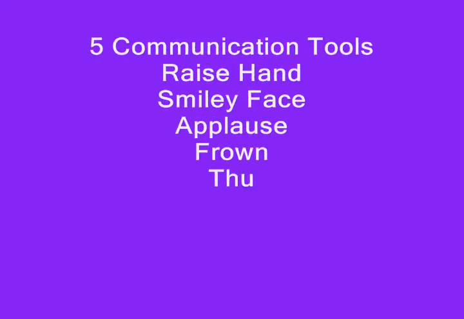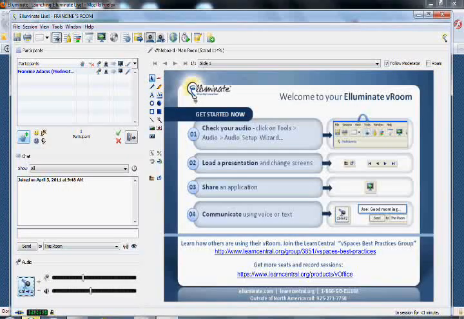Next, we're going to look at the communication tools, one at a time. First, the raise hand icon. Click on the raise hand icon to indicate you would like to speak. VRoom lists the guest by number in the order in which they raise their hands.